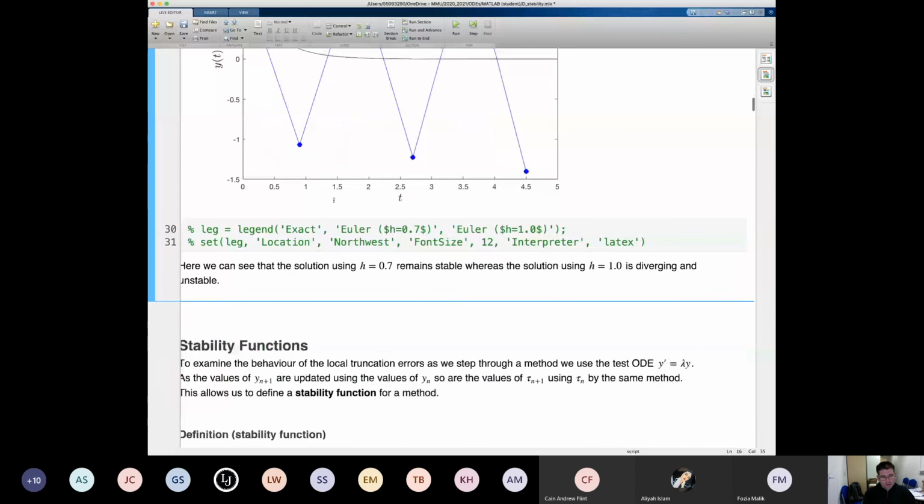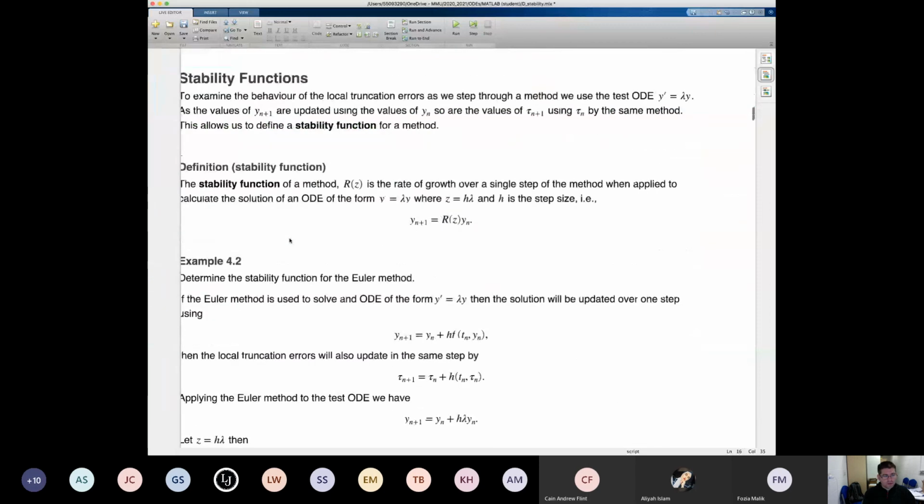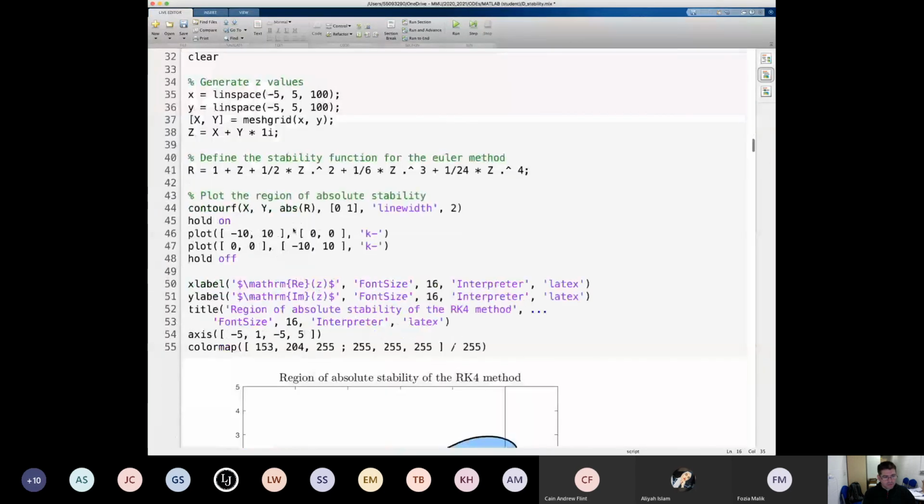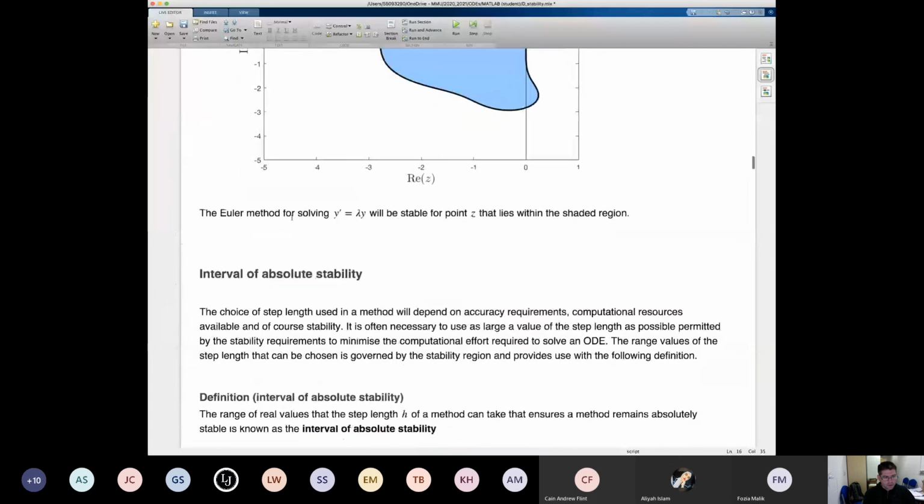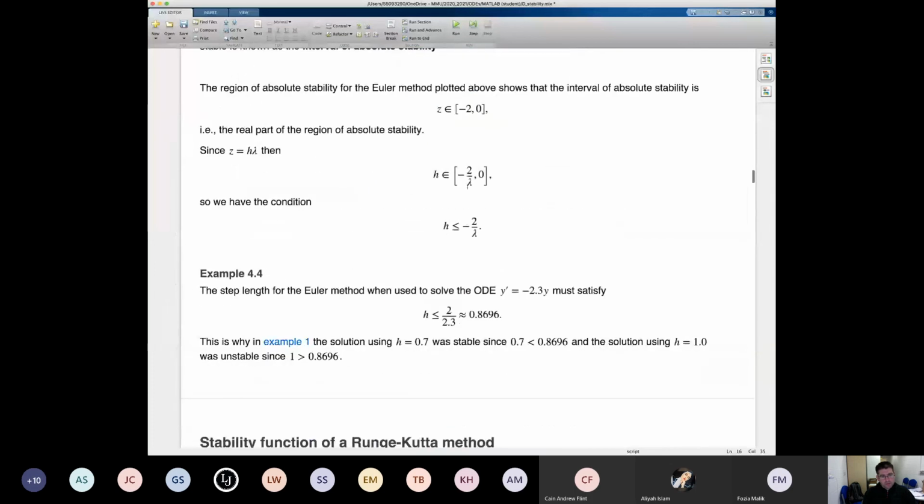And if we examine the interval of absolute stability, which I have done further down the notes, the interval of absolute stability with the Euler method gives us this constraint here. I must stress, this is specifically for the Euler method and just for the test ODE. We had h is less than -2 over lambda. In our example we just looked at, lambda was -2.3. So therefore, h is less than 2 over 2.3, which is 0.8696.